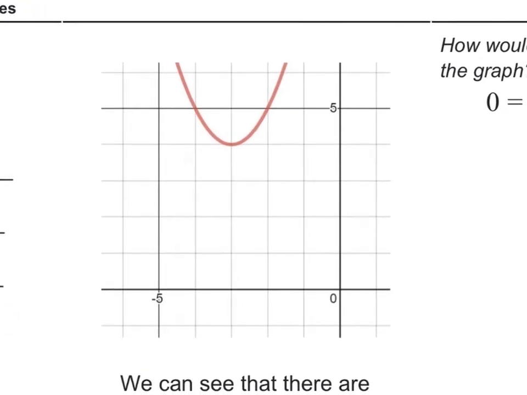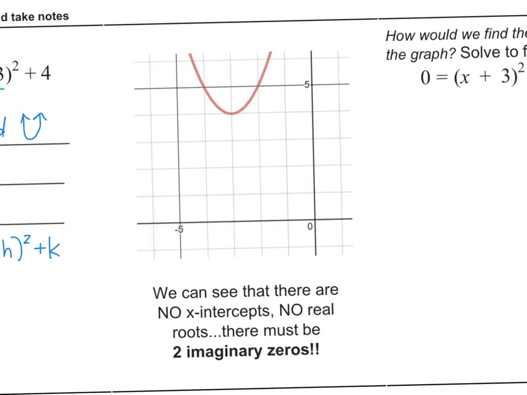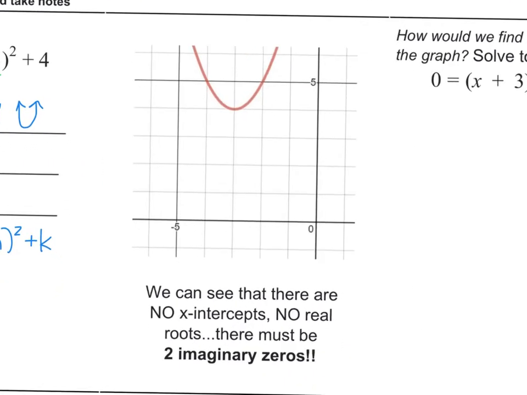And so what we want to notice is here's our x-axis. Our parabola doesn't hit the x-axis at all. And so that tells us that we are not going to have any real roots because we don't see any of those x-intercepts. So no x-intercepts, no real roots. But this equation has a degree of 2, which means we will have 2 roots. Therefore, both of those roots must be imaginary. Let's go ahead and solve that equation and see what those 2 roots are and confirm that in fact they are imaginary.